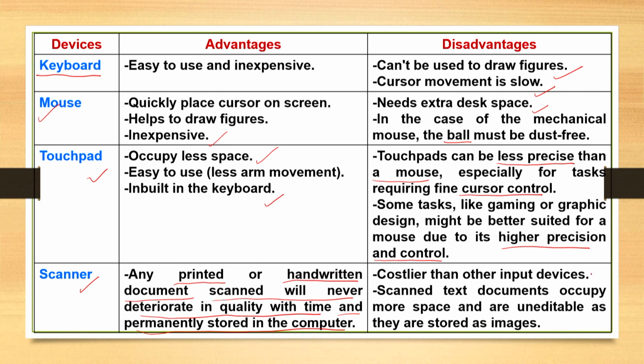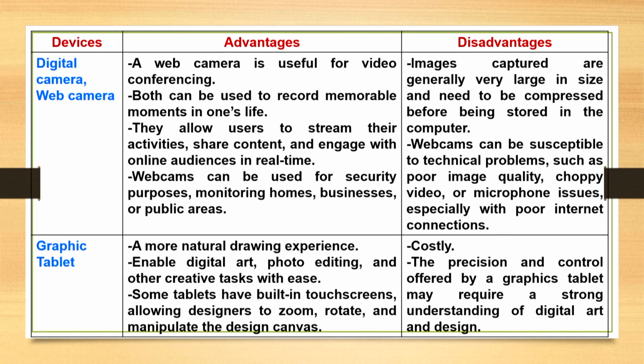Disadvantage is what? It is costlier as compared to other input devices and it is uneditable. Uneditable means what? Once you have a text document stored in the form of an image and if you want to modify it, that cannot be done easily with the use of any input devices. That is why we say that it is uneditable as they are stored as images. So, this was about the keyboard, mouse, touchpad and scanner.